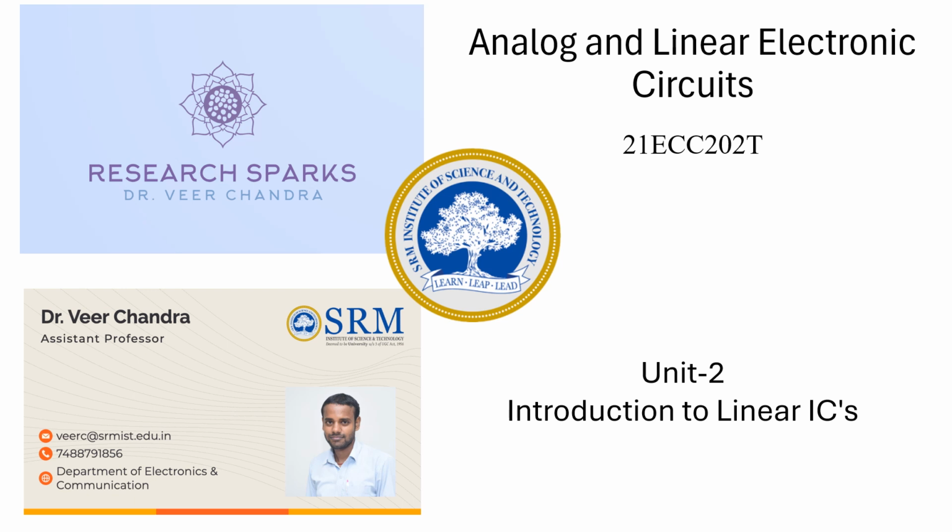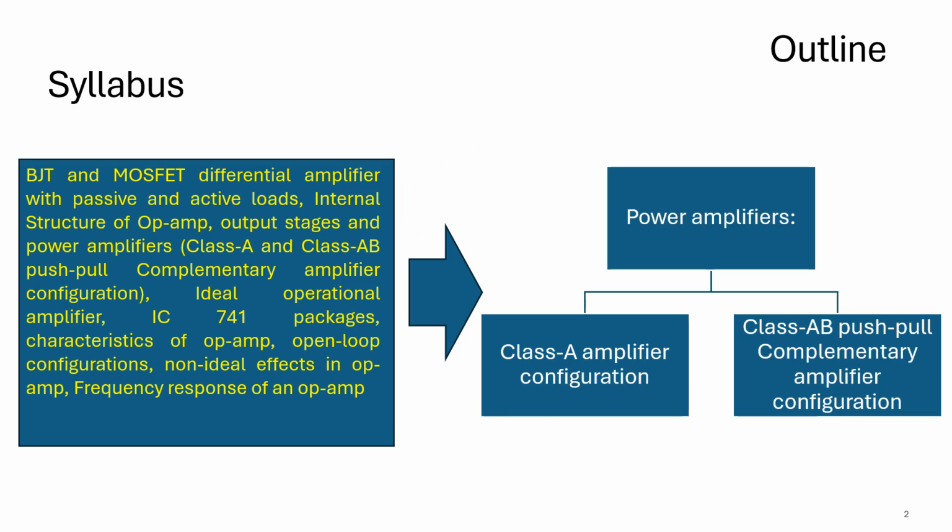We are going to discuss the introduction to linear ICs, since this is the second part of the second unit of the course Analog and Linear Electronic Circuits. So in this session mostly we are going to talk about the power amplifiers. Here we'll see the two different types of power amplifier, that is class A amplifier configuration and class AB, that is also called a push-pull complementary amplifier configuration.